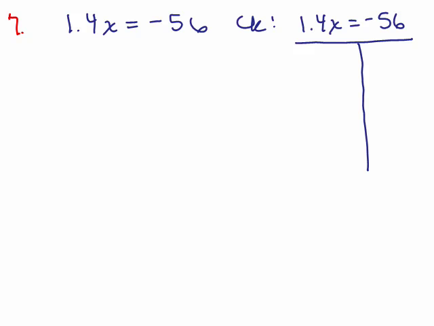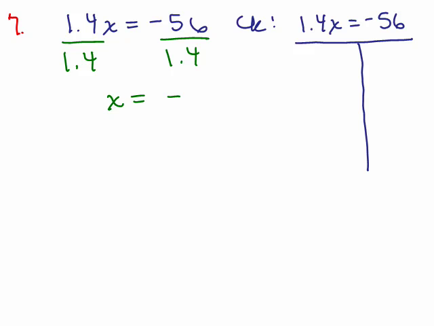Number 7, 1.4x equals negative 56. Now, you could simply divide by 1.4, use a calculator, do long division. So that's one way of doing this. But you do have to be very careful when you're dividing with fractions. So you would have negative 56 divided by 1.4. The answer is going to be negative. You can put that in your calculator and see what you get.